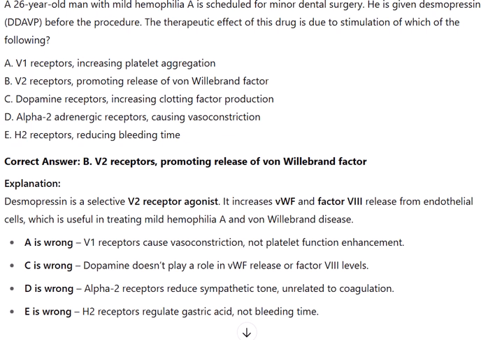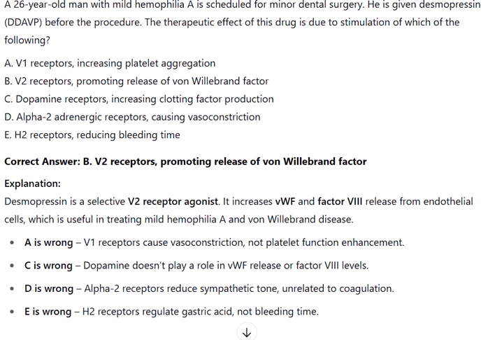Correct answer, B. V2 receptors, promoting release of von Willebrand factor. Explanation. Desmopressin is a selective V2 receptor agonist. It increases VWF and factor VIII release from endothelial cells, which is useful in treating mild hemophilia A and von Willebrand disease. A is wrong. V1 receptors cause vasoconstriction, not platelet function enhancement.